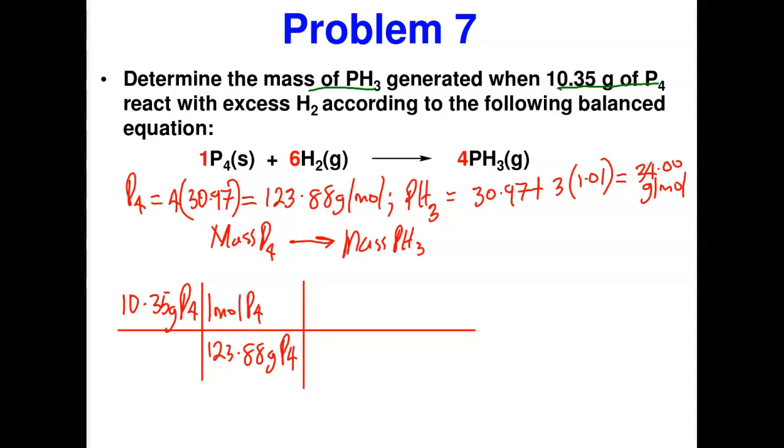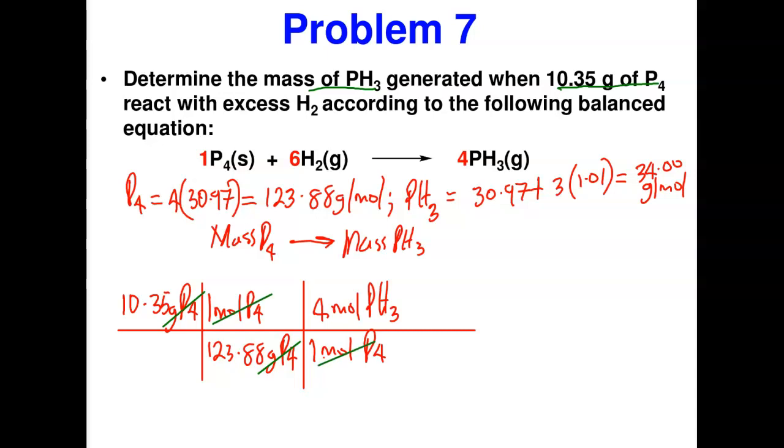And then we continue. The next one. So you can easily cancel. Let me cancel grams of this, cancel grams of this. The next thing will be, now what's the mole ratio between P4 and PH3? It is 1:4. You look at it, 1:4 ratio. So what it means is that we're going to have 4 moles of PH3 for every 1 mole of P4. Again, we can easily cancel this. You see this, we cancel this.